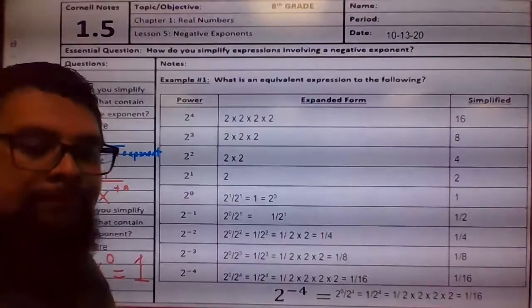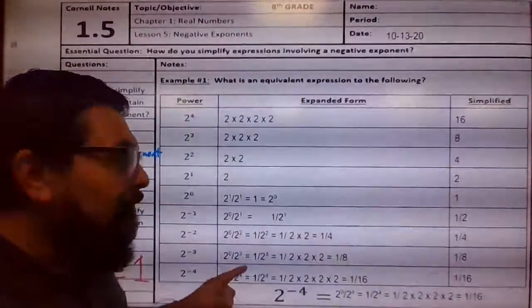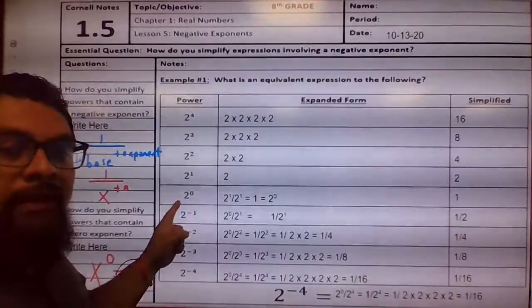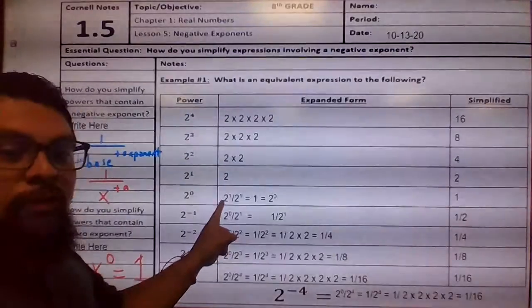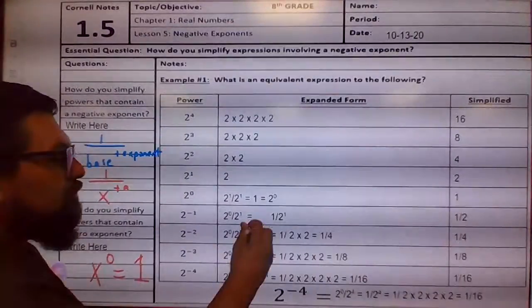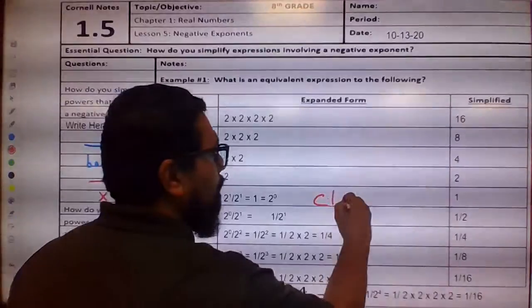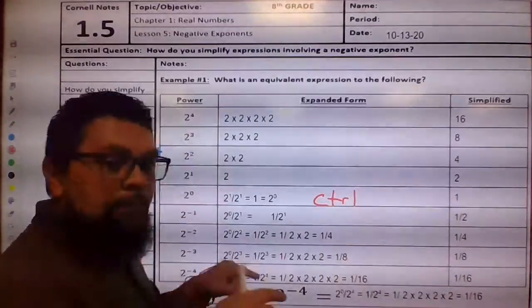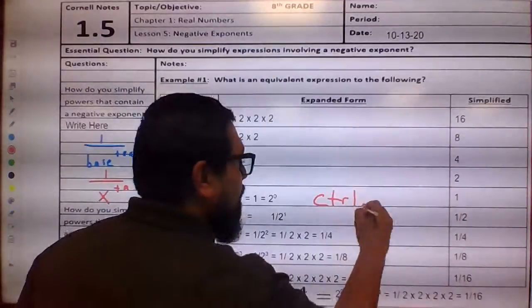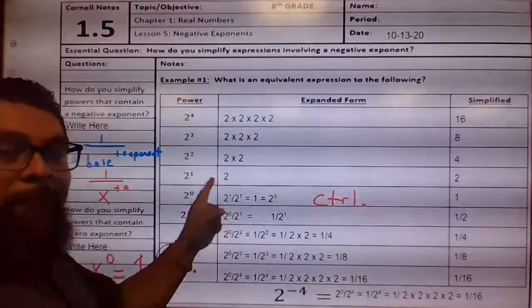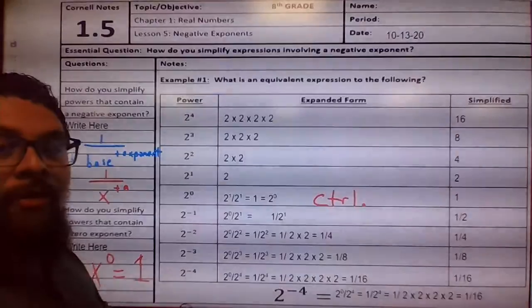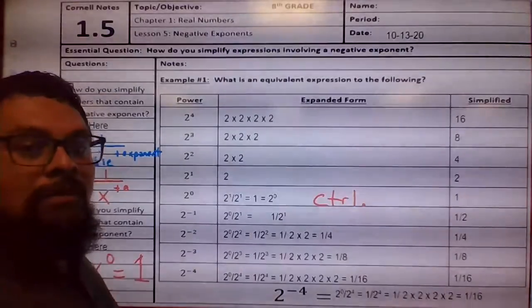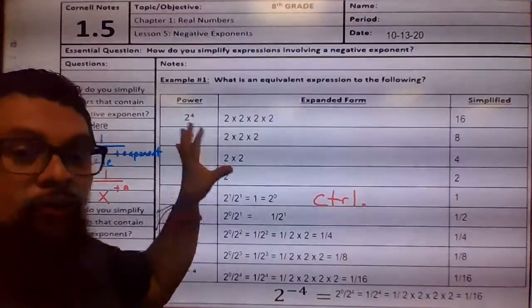Okay? Now, one last thing for those of you that are doing it virtually on here, the way you do 2 to the first like this, you have to make sure you press Control on your keyboard, Control period. Control period, then it'll move up like that. Then to get it back down, press Control period again. Okay? This is for those of you that are doing it in the slides.